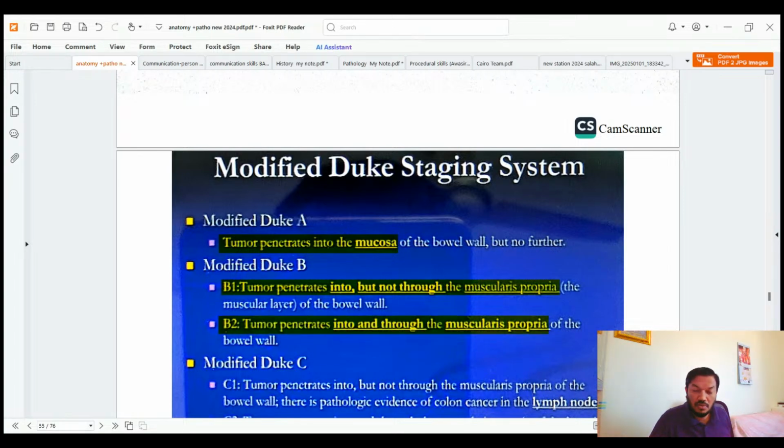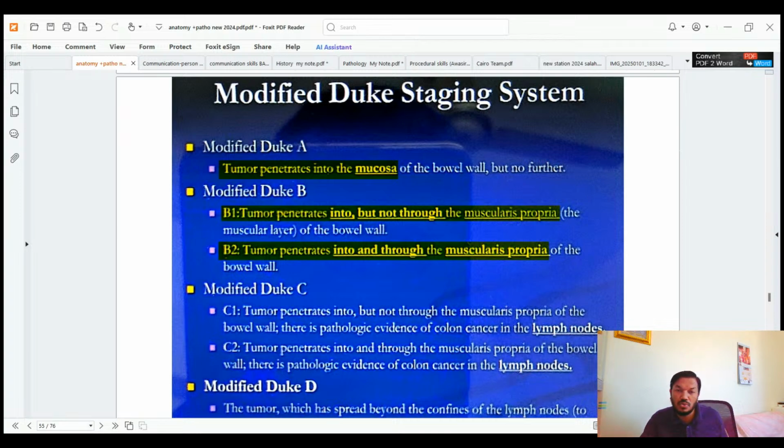And modified Duke C. C1: tumor penetrates into but not through the muscularis propria of the bowel wall, and there is pathologic evidence of colon cancer in the lymph nodes.